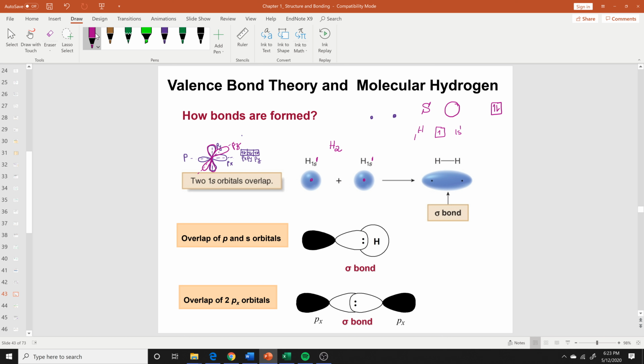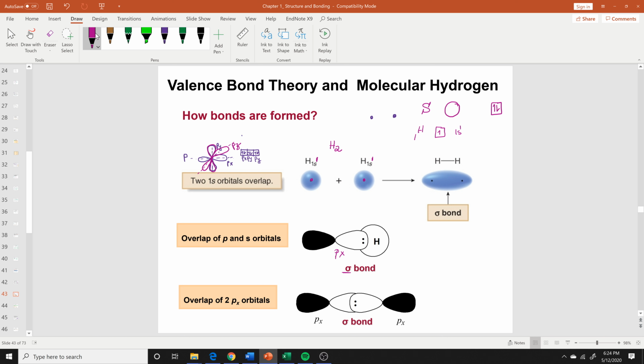Another way is to overlap the px of the p orbital with the s orbital of the hydrogen. The s orbital of the hydrogen has 1 electron, and the px has 1 electron. So the electrons combine together to form a sigma bond. Every bond is 2 electrons. So again, the s orbital for the hydrogen is 1 electron. The p orbital is 1 electron. How did I figure out the p orbital is 1 electron? I'll give you examples on that as we proceed.